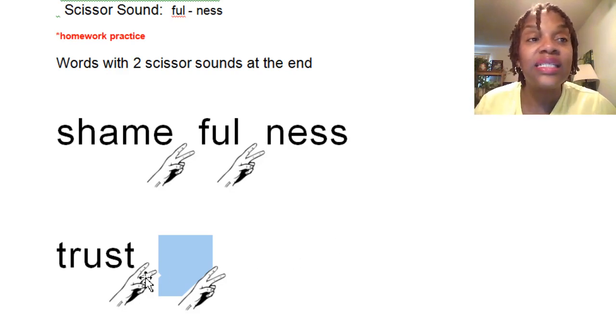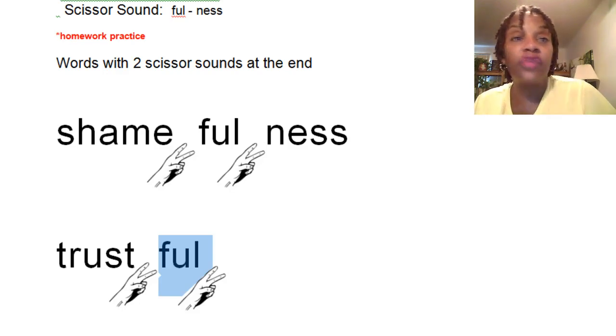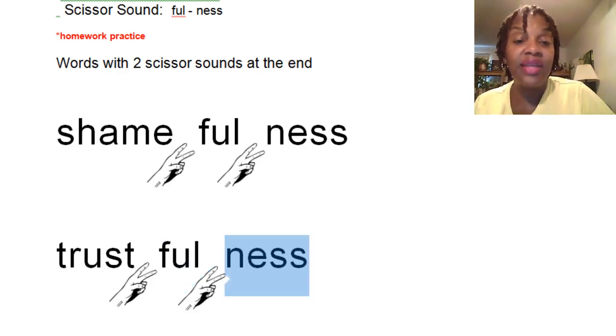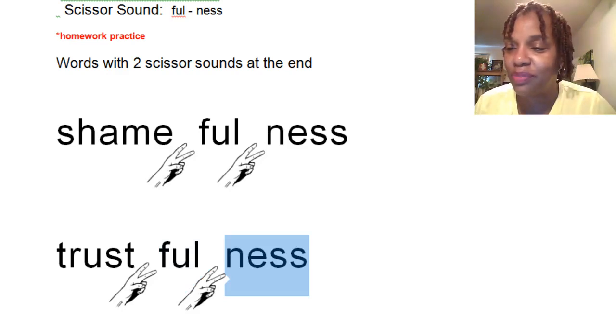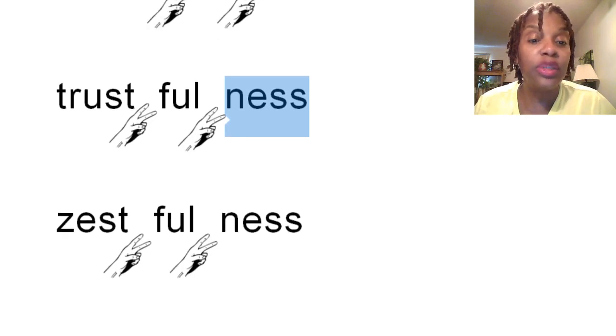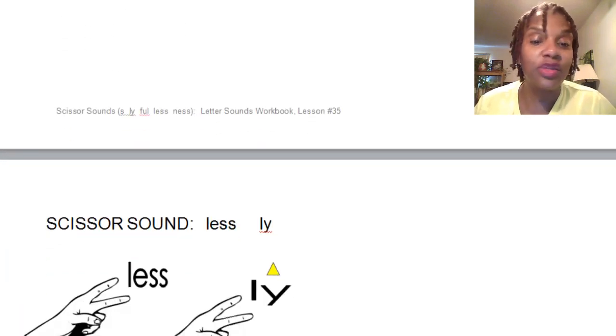So trust. We're going to add back the first scissor sound, full. Let's put it together, trustful. We're going to add the next scissor sound, ness. Trustfulness. Big ups, right? Again, that's going to be a part of your homework. Let's do another one.